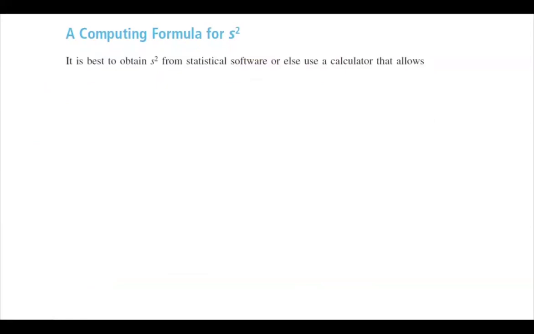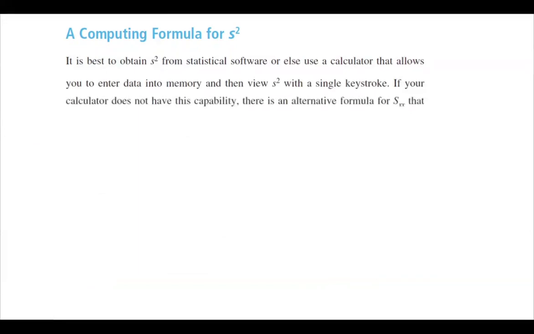It's best to obtain s squared from statistical software because eventually you end up with a lot of data in your collection. It helps you to calculate these with more accuracy as well. So if your calculator doesn't have this capability, you're going to use Python. In this class, we'll learn how to use Python as well to do the calculation very fast for us.